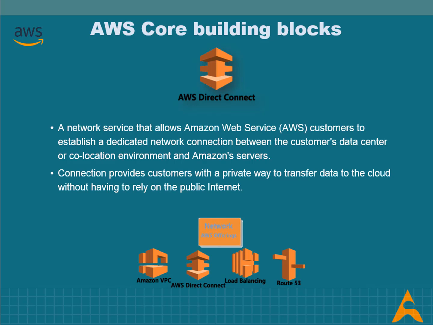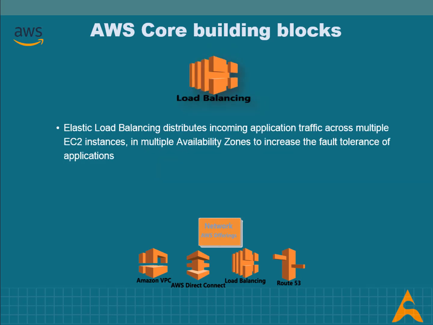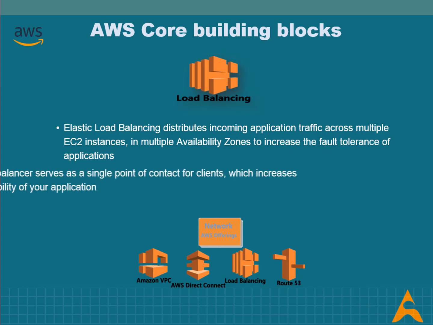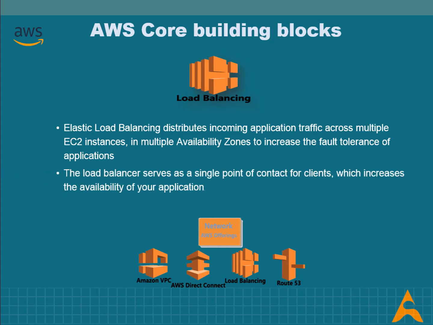So now we'll see what is Elastic Load Balancing. Elastic Load Balancing distributes incoming application traffic across multiple EC2 instances in multiple availability zones. This increases the fault tolerance of your application. The load balancer serves as a single point of contact for clients, which increases the availability of your application. This is about Elastic Load Balancing.